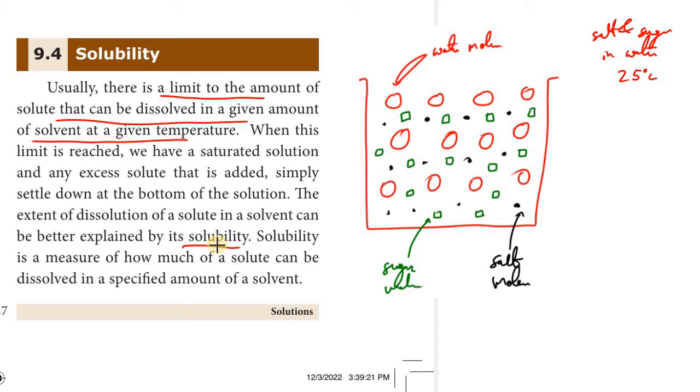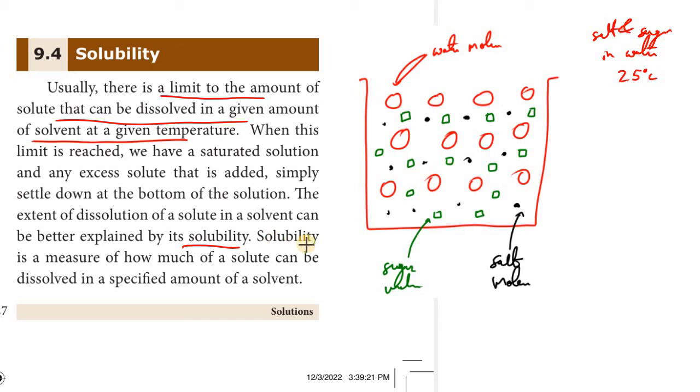Now we have to quantify things. When I say that if I add something, it just goes down to the bottom, that's it. So this is a qualitative statement. Now as scientists, as students of science, you have to learn how to quantify a thing. And so we are going to learn the concept of solubility to quantify this.